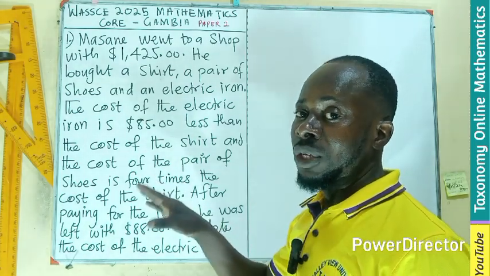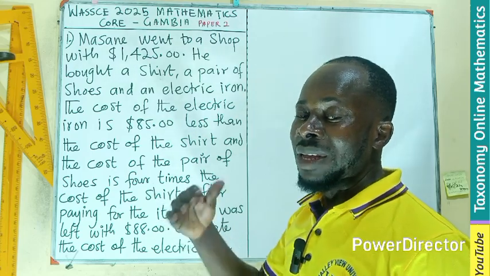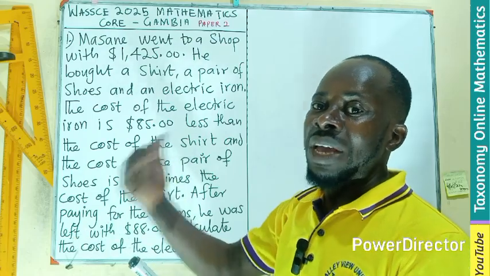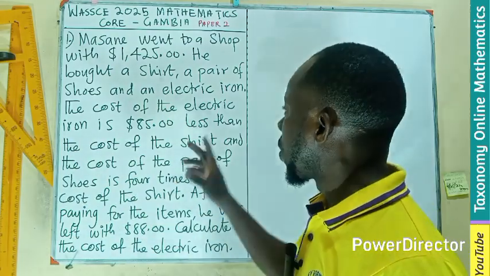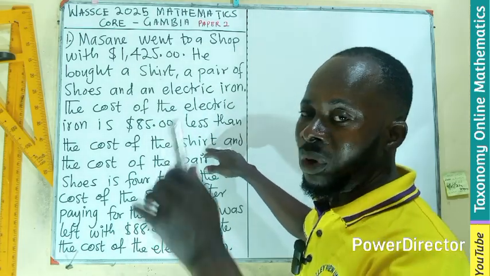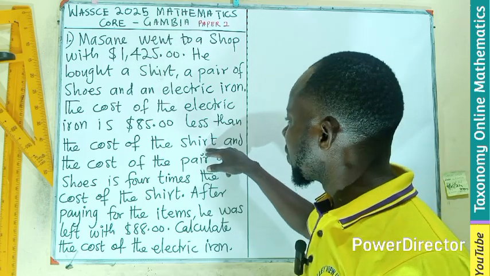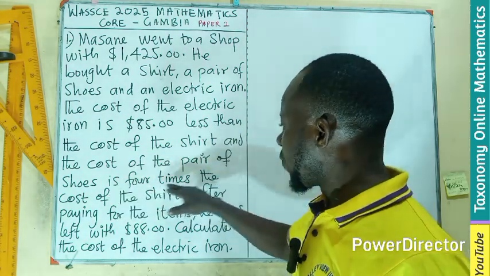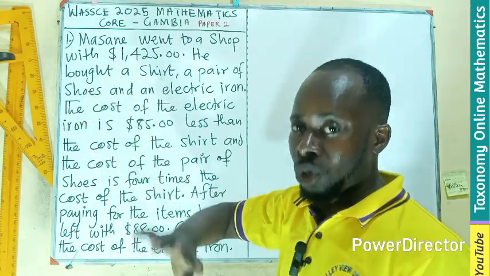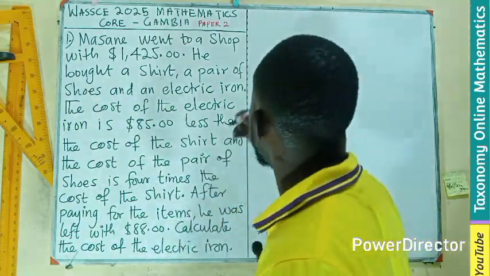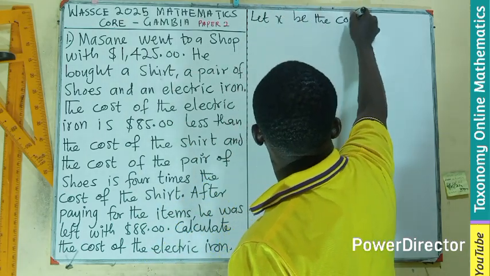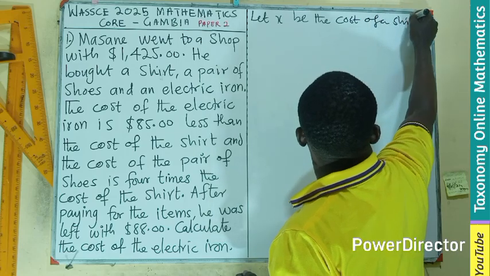If you look at the cost of each of the items, two of them are expressed in terms of one of them. So we look for that particular one and let that be a variable we can stand on. The cost of an electric iron is 85 less than the cost of a shirt, so the electric iron is in terms of a shirt. Then the cost of a pair of shoes is 4 times the cost of a shirt. So if I know the cost of a shirt, I can find the shoe cost and electric iron cost. So let's say we let X be the cost of a shirt.